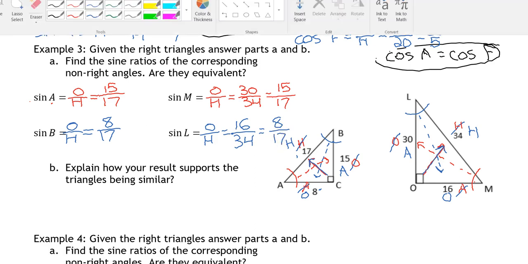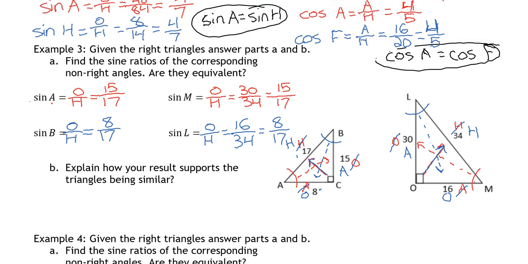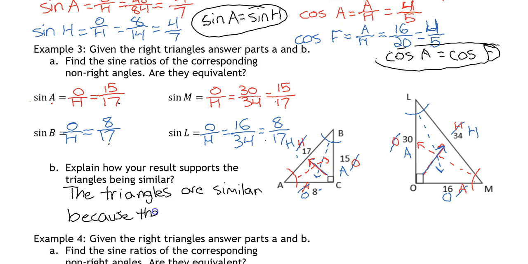All right, looking at part B, it now says, explain how your result supports the triangles being similar. Well, again, if triangles have equal trig ratios, then they are similar. So, the triangles are similar because the trig ratios are equal. All right, these ones are equal and these ones are equal.